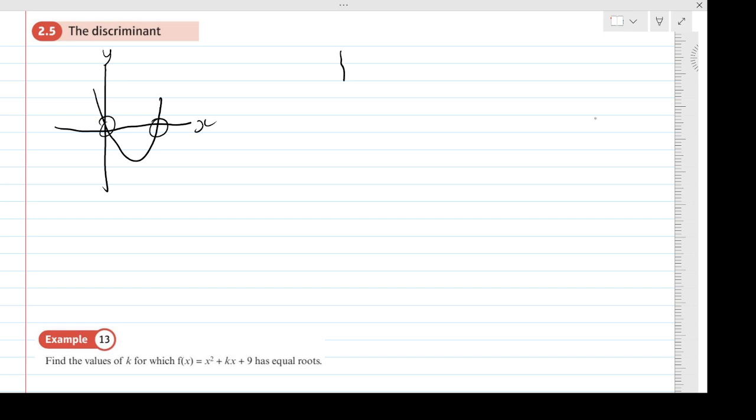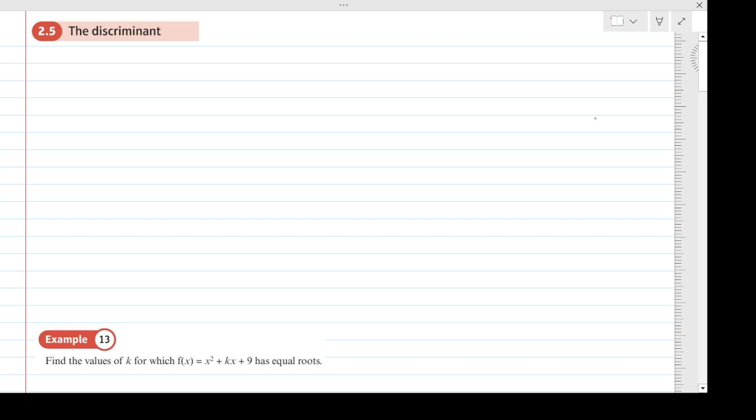But then we ran into some instances where the graph looked a bit like this, where it was above the axis. And weirdly, when we then solved the quadratic equal to 0, we got no solutions. So that motivates us to work out exactly in what instances the quadratic graph crosses the x-axis, or when it's above it and doesn't cross it at all. Okay, so let's have a look at an example then.